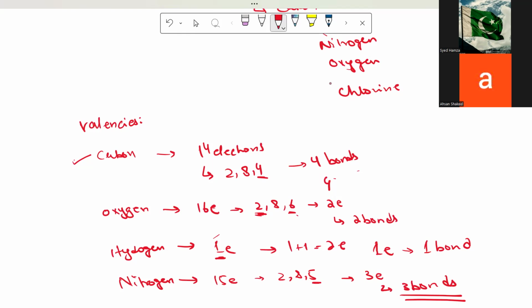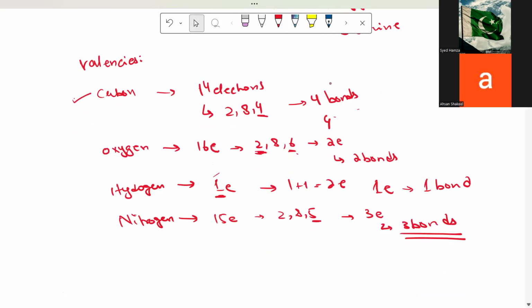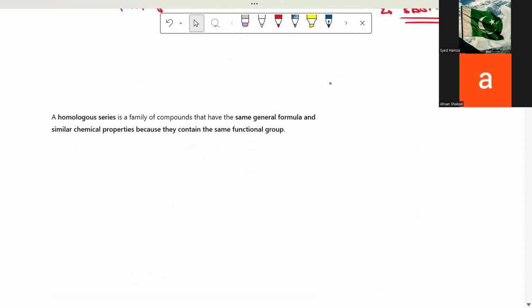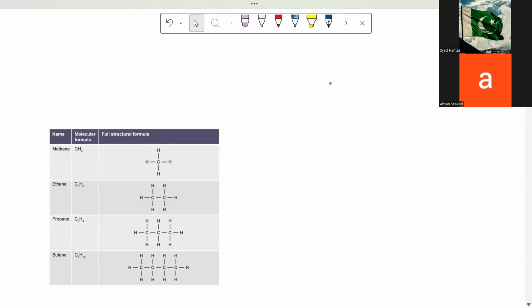Okay, so this is the first idea, or the introduction to organic chemistry. Now let's take a look at something that we call the homologous series. You might have seen this if you have studied some part of it, or you might not. But let's try to understand the idea behind the homologous series.